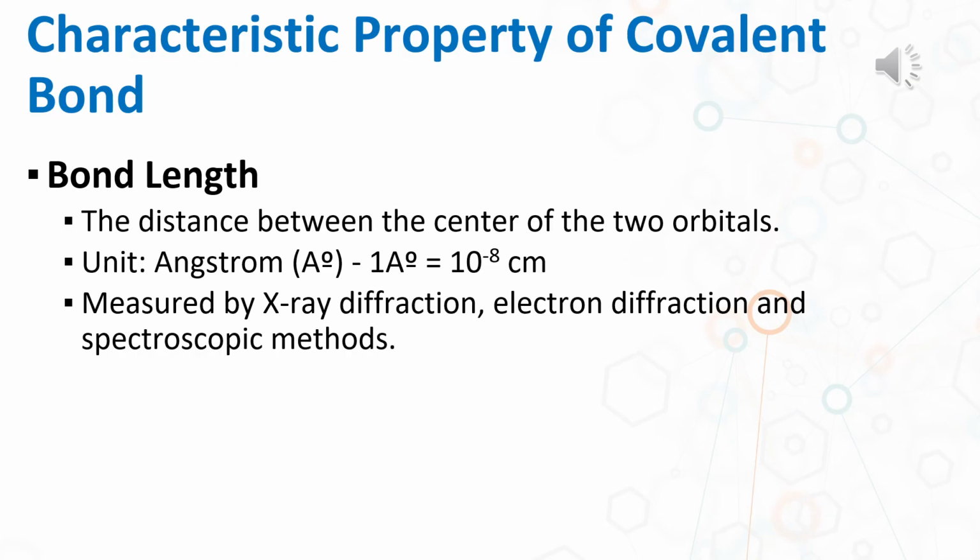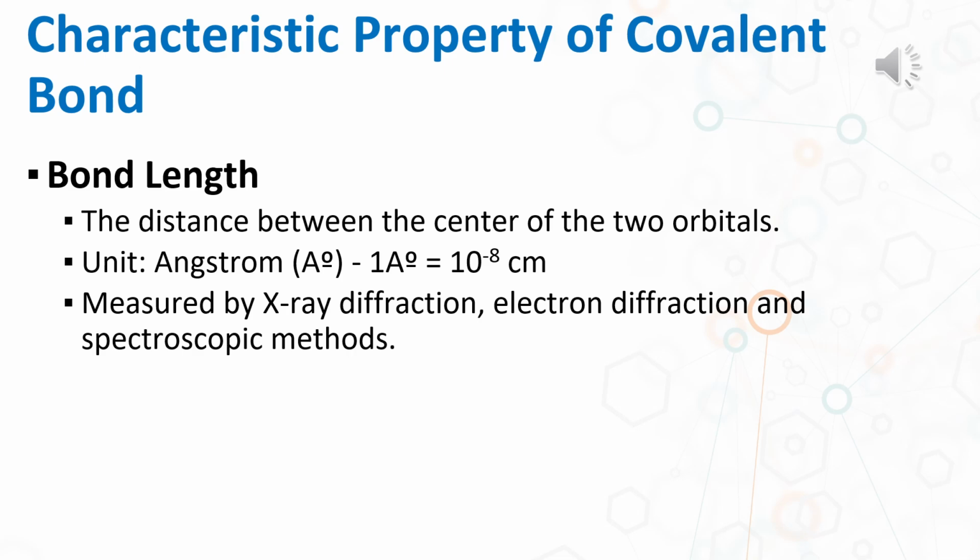Still under the characteristic property of covalent bond, we have the bond length. It was discussed also last week what bond length is. The bond length is defined as the distance between the nuclei of two bonded atoms, wherein the unit of this one is in angstrom.